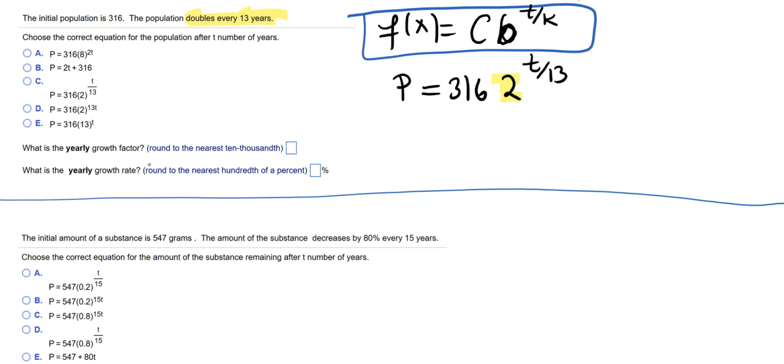Notice that for these problems, the yearly growth factor is basically just b to the 1 over k. So the yearly growth factor means that t is 1. Yearly means that t is 1. So basically, instead of looking at the growth factor as b to the t over k, you look at b to the 1 over k because t is 1 in a year. All right.